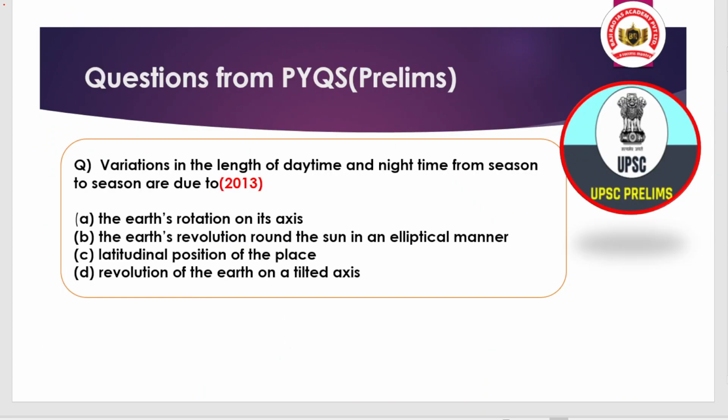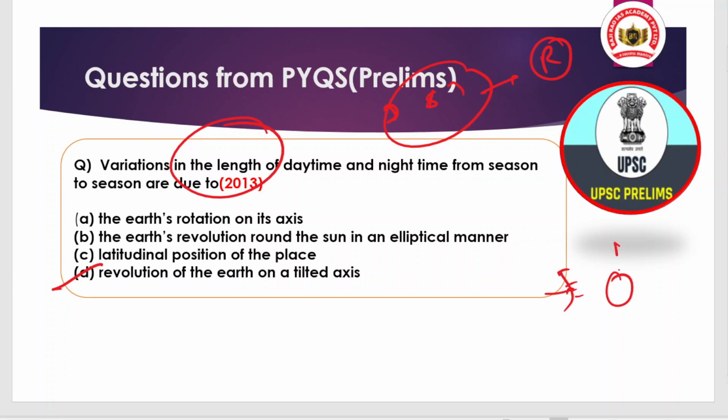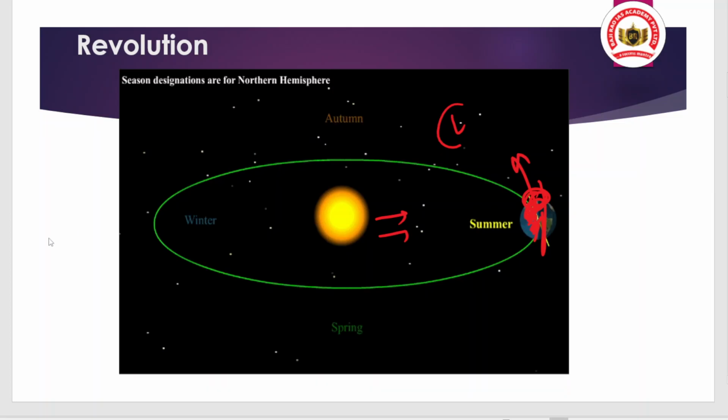was revolution of earth on a tilted axis. Here the question is talking about variation in the length of day and night. It is not talking about day and night themselves. When we talk about day and night, it is basically due to rotation of the earth, because of which sunlight falls on half the part, that is the day, and the remaining part is the night. But here it is talking about variation in the length of day and night from season to season. It is actually the revolution of earth on a tilted axis, and tilted axis means what?